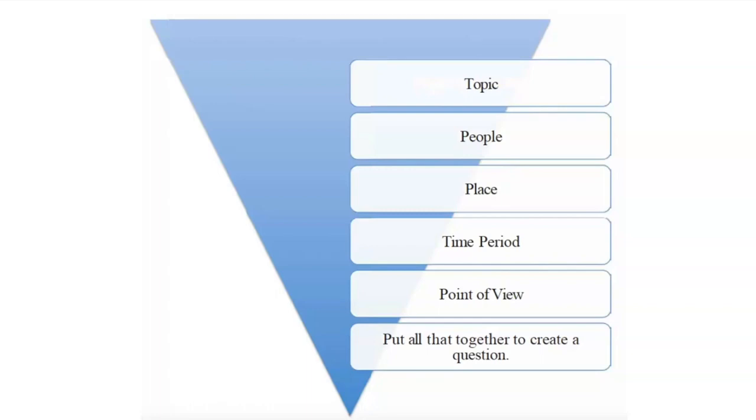These are the lenses that we will use to narrow your topic. We'll start with a broad topic, add the lens of people, place, time period, point of view, then put all that together to create a question.